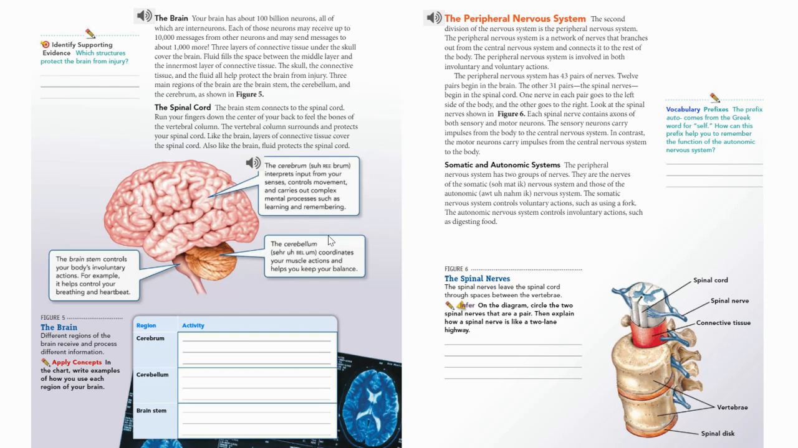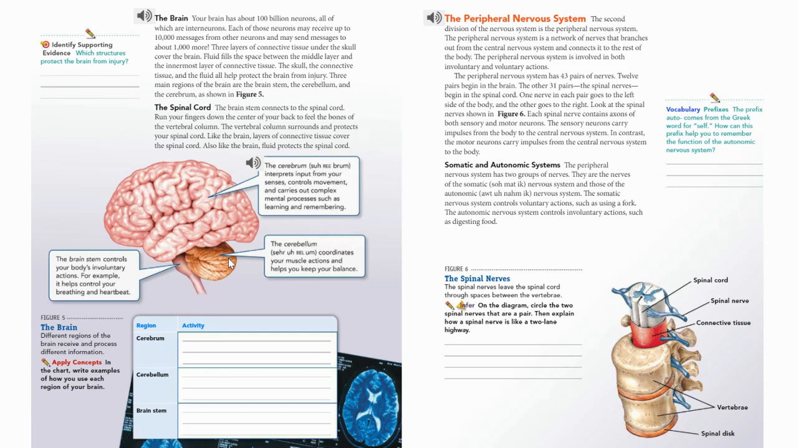I want you guys to look in the figure at these little talk bubbles around the brain, because each part that we just talked about controls a different part. The brainstem, which connects your brain to your spinal cord, controls your body's involuntary actions. For example, it controls your breathing and your heartbeat, digestion, all of that, right? The cerebellum, right next to it, coordinates your muscle actions and helps you keep your balance. It's in charge of positioning your body, helping you walk, right? It coordinates muscle movement, right? So movement is going to be controlled by the cerebellum.